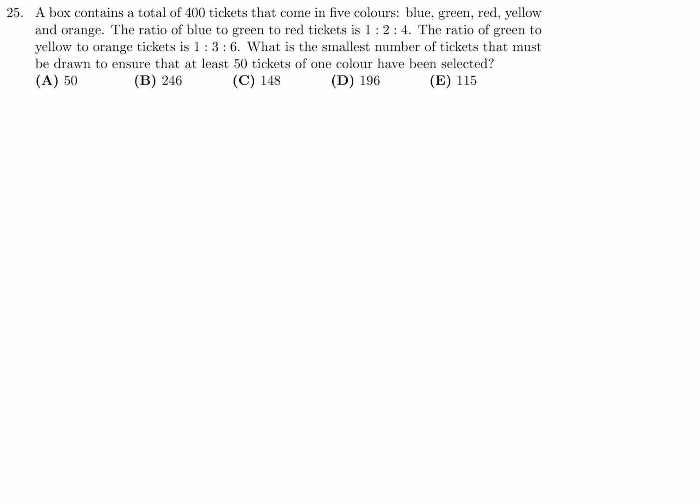A box contains a total of 400 tickets that come in 5 colors: blue, green, red, yellow, and orange. The ratio of blue to green to red tickets is 1 to 2 to 4. So I'll call it X to 2X to 4X. The ratio of green to yellow to orange is 1 to 3 to 6.